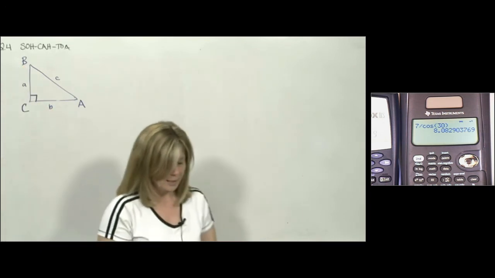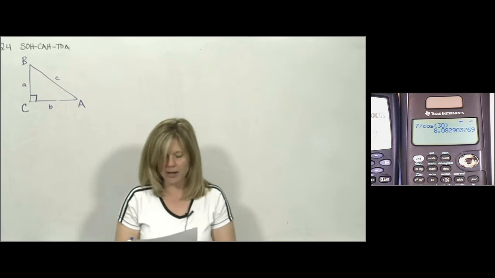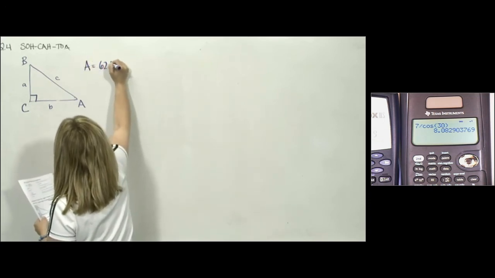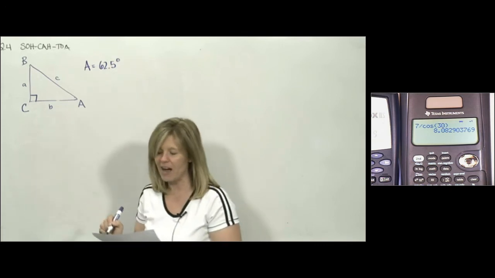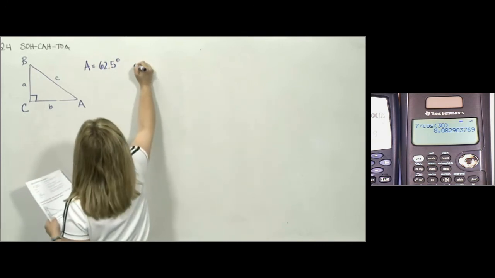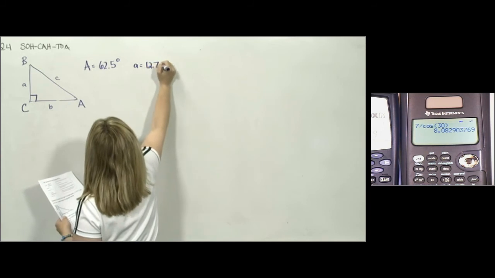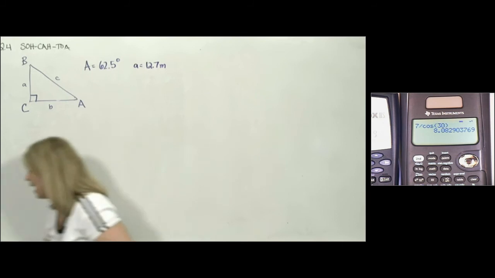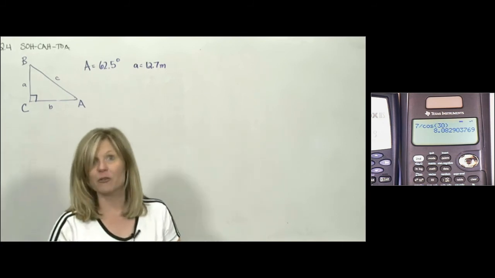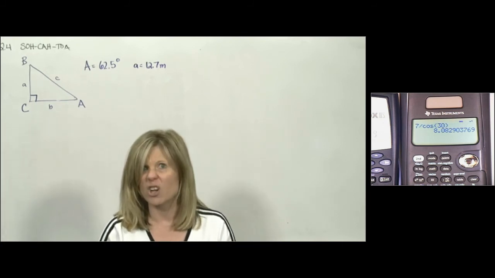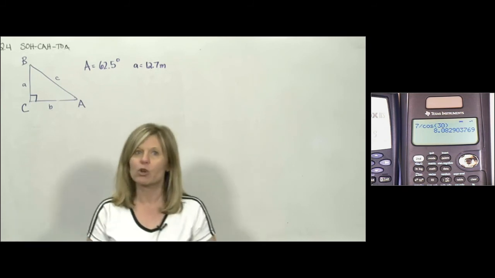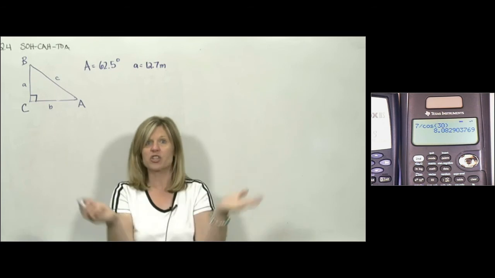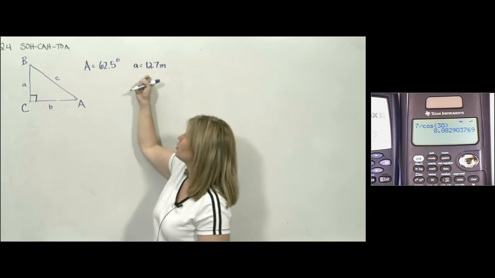In 2, it says solve the right triangle given, and this is what they give you. Angle A is 62 and 5/10 degrees, and little a is 12.7 meters. And that's all they give you. When it says solve the triangle, first of all, it means find all the missing parts. Well, a triangle is comprised of 3 angles and 3 sides. So there's 6 parts. They're only giving you 2.